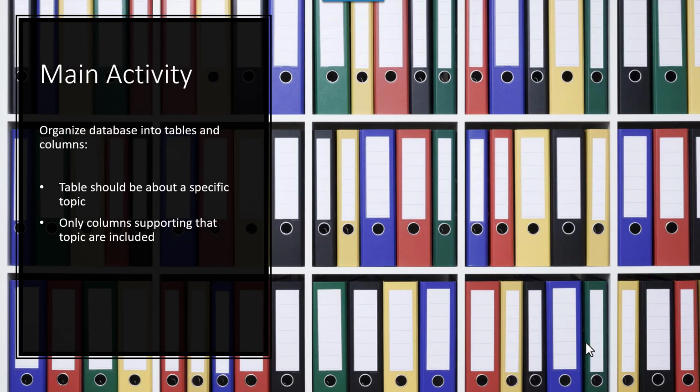All right, so the main activity with regard to normalization is to organize databases into tables and columns, because after all, what we're trying to do here is design a database. So the idea is that a table should be about a specific topic. We want to make sure our tables are laser focused on a topic, and that the columns within that table are supporting that topic and only supporting that topic. So we don't want a broad set of columns within the table.